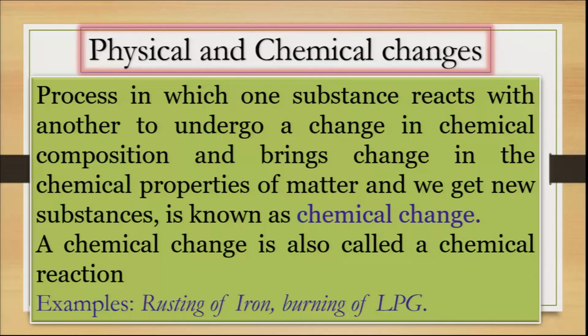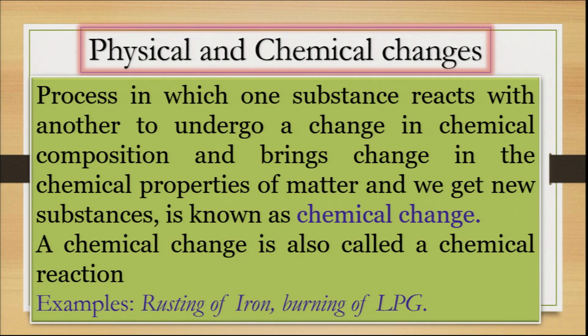But in chemical change, what do we observe? In a chemical change, the properties of the substance itself change. That means in case of a chemical change, we obtain a new chemical substance having altogether different properties. This process in which one substance undergoes a chemical change is called a chemical reaction.